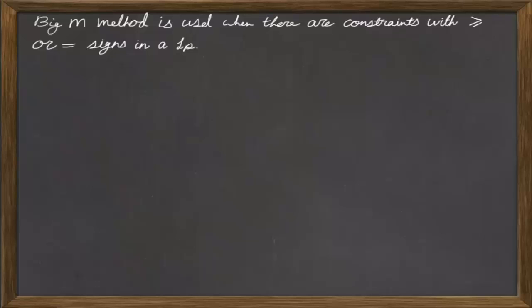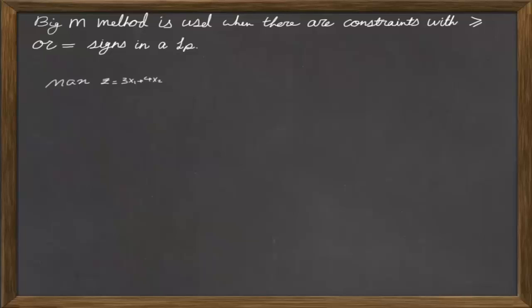Before solving a problem using the Big M method, we need to learn the concept of excess and artificial variables. The concept of excess variable is very similar to the slack variables in the simplex method. Let's understand this concept by an example.